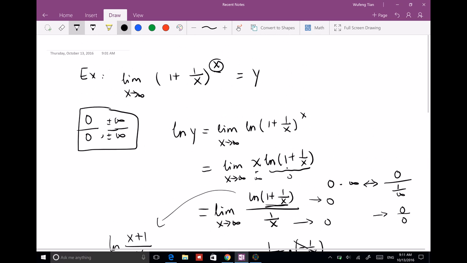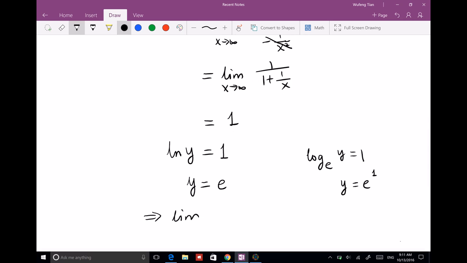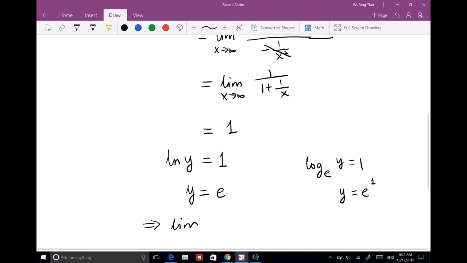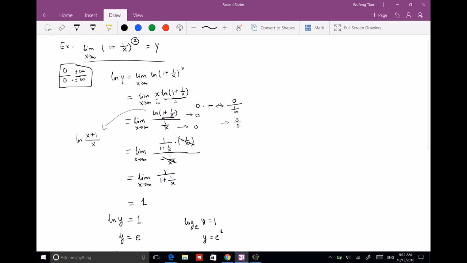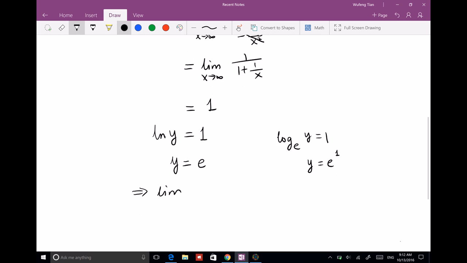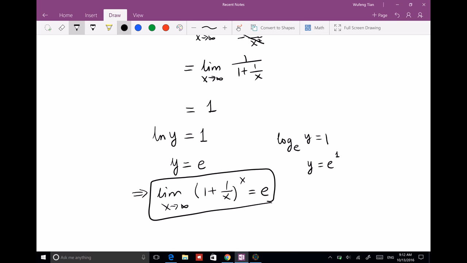Previously, we assumed this limit equals y. So if you look here, we just assumed the whole limit equals y. So now we got the limit as x goes to infinity of (1 plus 1 over x) to the power x equals e. I hope that makes sense.